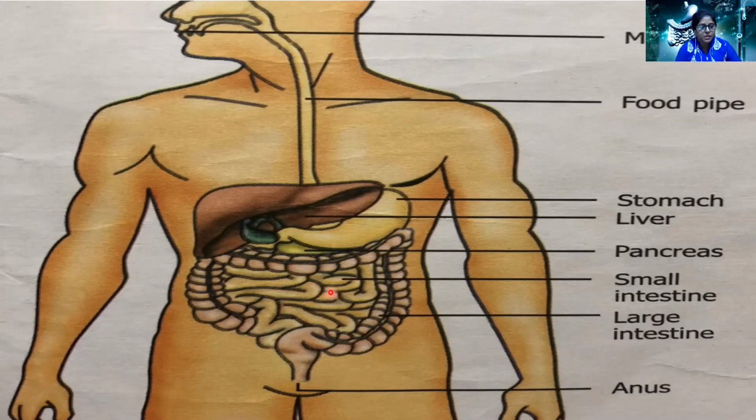And what happens in this? The inside walls of the small intestine produce a juice that mixes with the food and breaks it down further. Other digestive juices are also poured in, and how? By the liver and by the pancreas. You can see this structure over here. This is your liver, and the small structure is known as the pancreas. The liver secretes bile juice, and this bile juice helps in the digestion of fats by breaking them down into tiny droplets.